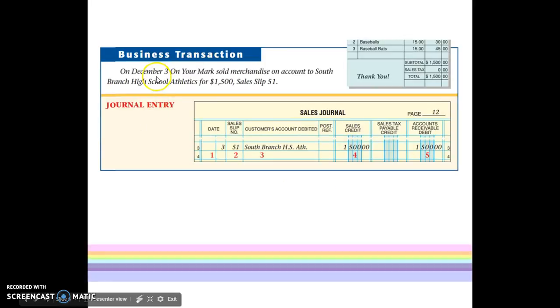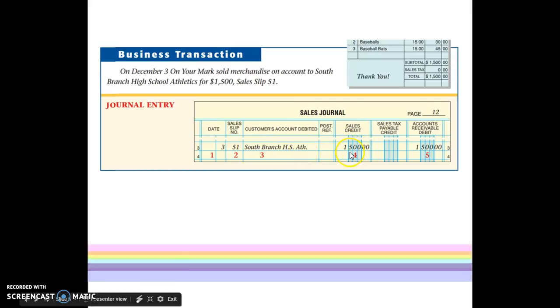Another transaction on December 3rd, On Your Mark sold merchandise on account to South Branch High School Athletics for $1,500, and this is coming from sales slip number 51. Once again, step 1, the date. Put the date in for the transaction. Step 2, sales slip number, which is 51. Step 3, the account debited, South Branch High School Athletics.